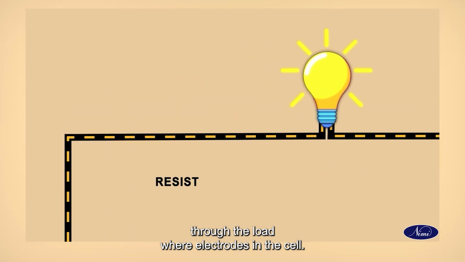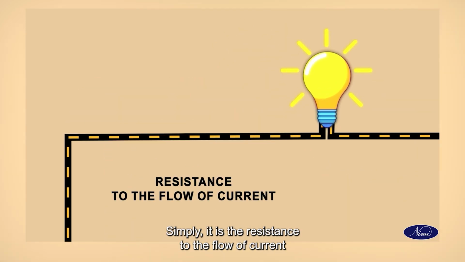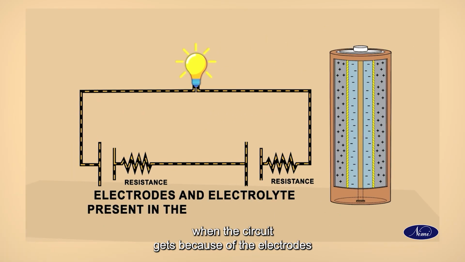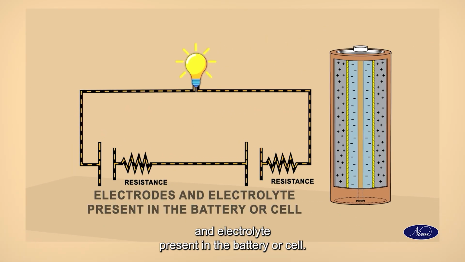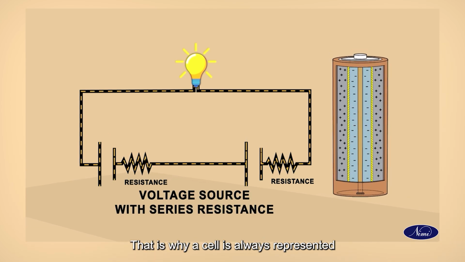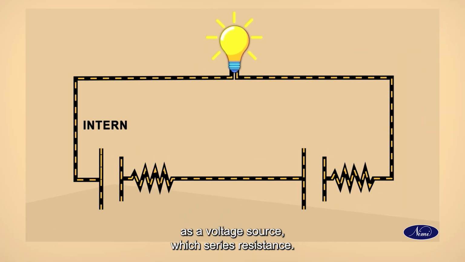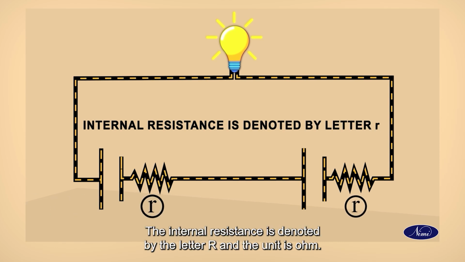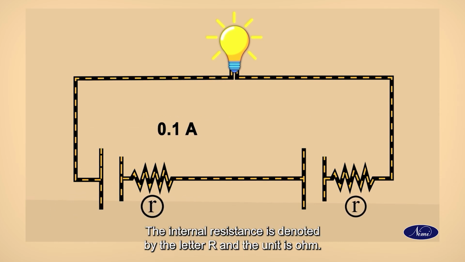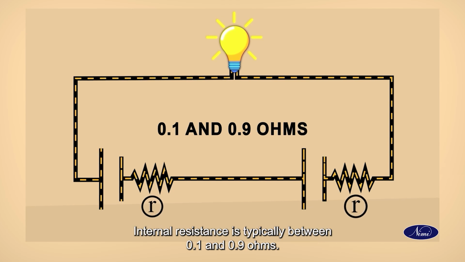Simply, it is the resistance to the flow of current when the circuit is closed, because of the electrodes and electrolyte present in the battery or cell. That is why a cell is always represented as a voltage source with a series resistance. The internal resistance is denoted by the letter r and the unit is ohm. Internal resistance is typically between 0.1 and 0.9 ohms.